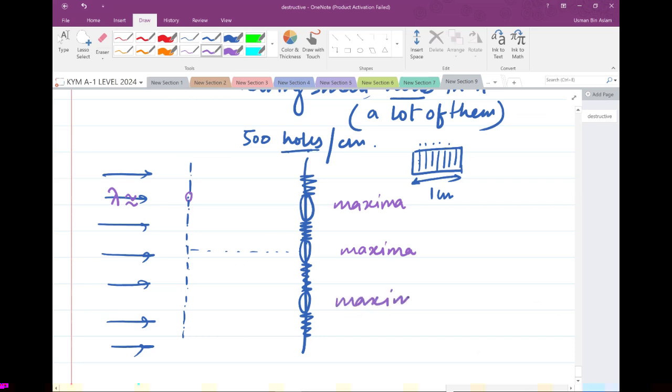The bright fringes formed on the screen in case of diffraction grating are called maxima, and the dark spots are called minima. Why? Because a minima is formed where destructive interference takes place, and a maxima is formed where constructive interference takes place. These are just different names. Otherwise, they are the same bright and dark fringes that we discussed earlier. Yeah, I was going to say that.